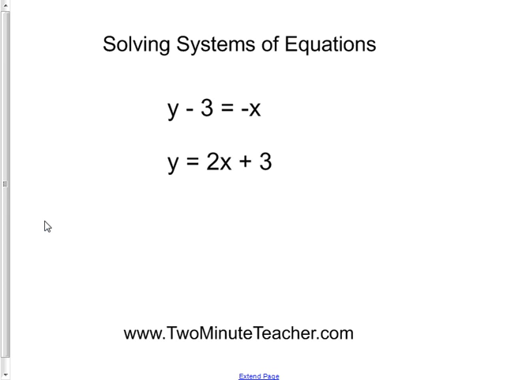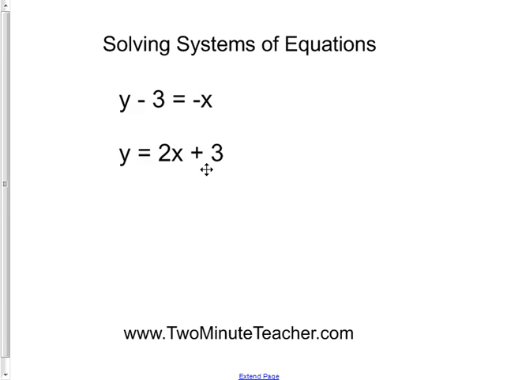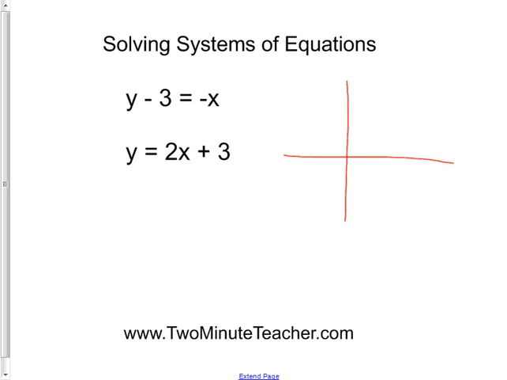Okay, solving a system of equations. If you have two equations like this, you can find the spot where they would cross if you graphed them. So imagine for a second if you graphed these two, it would look something like this. You can find the spot where they cross. And there's only one spot that will work in both this and this equation, one solution.